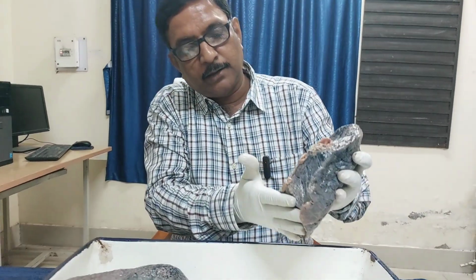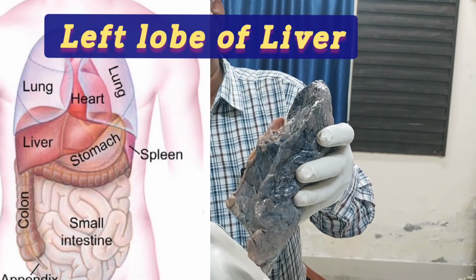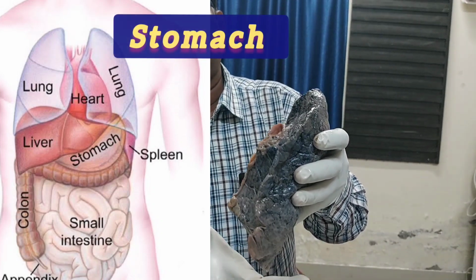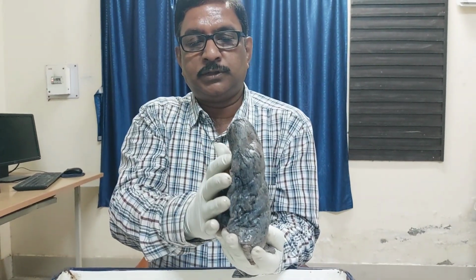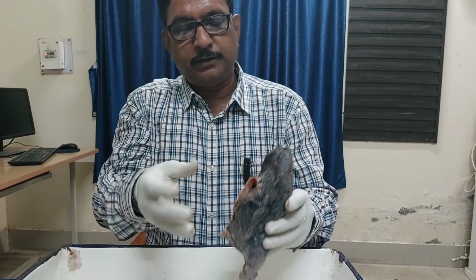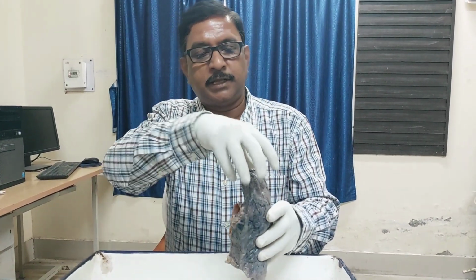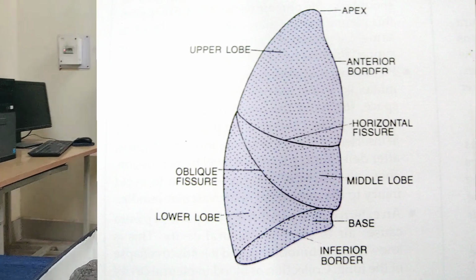But in the left lung, there is the diaphragm, and below the diaphragm you will get the left lobe of the liver, the stomach and the spleen. So this is one surface, this is the second, and this is the third surface. And this one is also called the base, and this is the apex. So now you know the 3 surfaces and 3 borders.